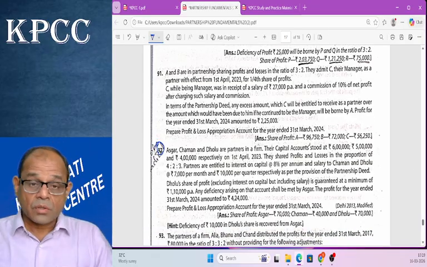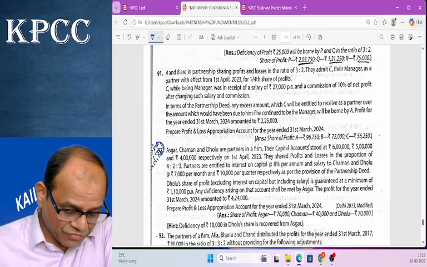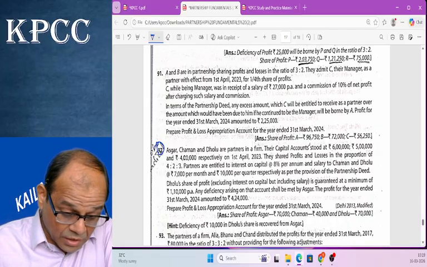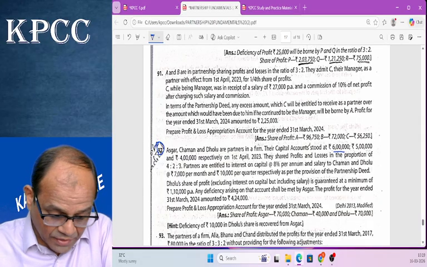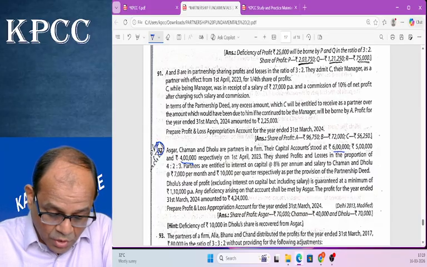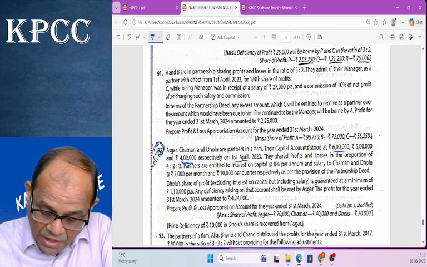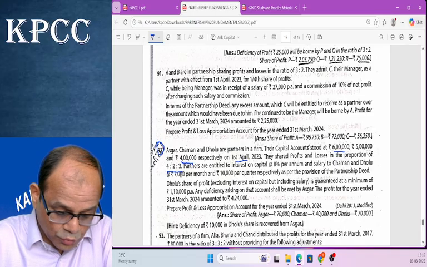92. It's a very good sum. It's a very famous sum, in fact. Asgar, Chaman, and Dolu are partners in a firm. Their capital accounts stood at rupees 6 lakhs, 5 lakhs, and 4 lakhs respectively, as opening capitals on the first day. They shared profits and losses in the proportion of 4:2:3.